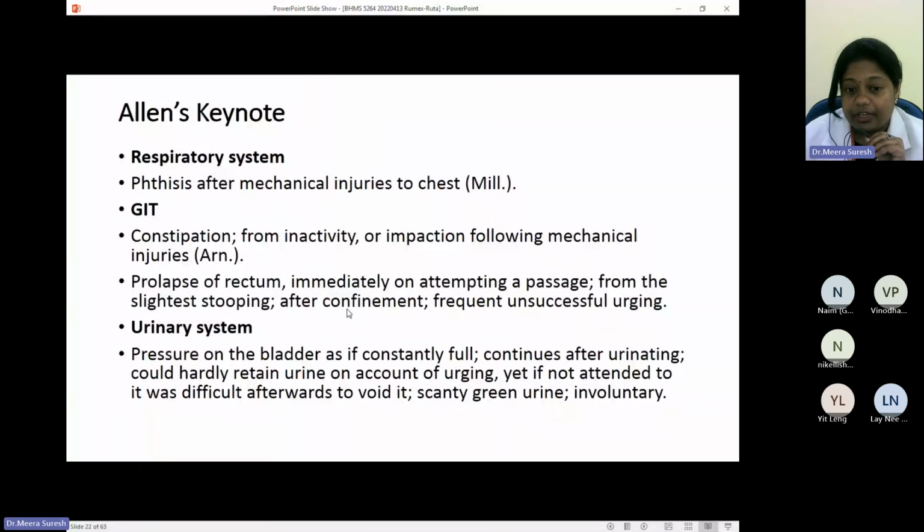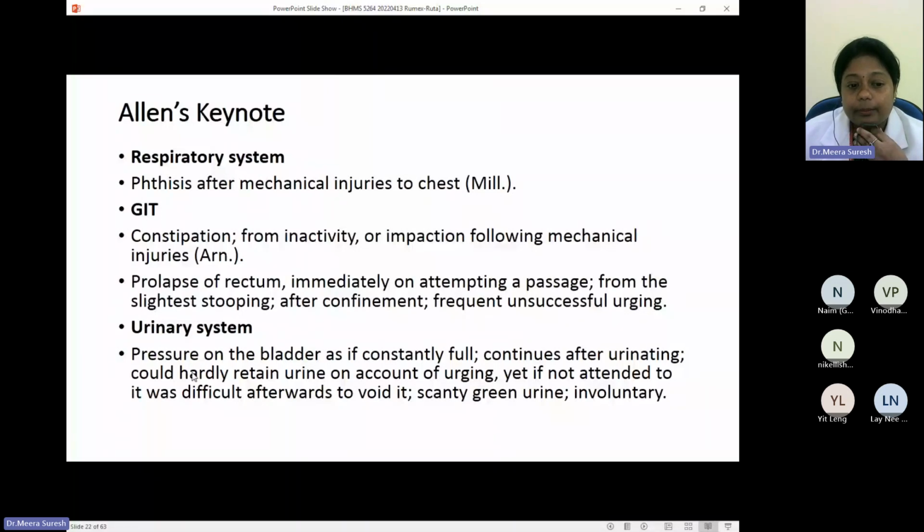It can happen after confinement, that is, after delivery, and frequent unsuccessful urging. But more than any of this, the most important will be from the slightest stooping. The slightest stooping a person is doing, and the rectum is getting prolapsed. So that one is more important when we mention the prolapse of rectum. It will usually be a full protruded rectal condition, the rectal prolapse getting aggravated from the slightest stooping.